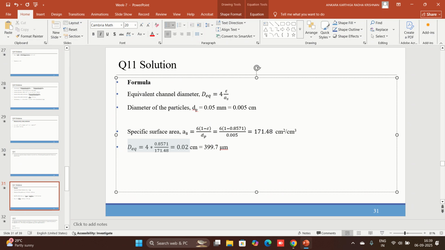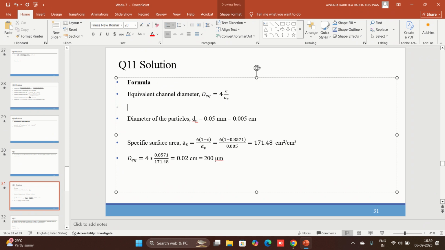Now in the question it was asked to report the answer in micrometer. So what we have to do, we have to multiply by 10 power minus 4 and divide by 10 power minus 4, so that we get 1 for the unit, and the rest will go for the conversion. So it becomes 199, or it is 200 micrometer, 0.02 centimeter or 200 micrometer. So that is how we calculate the equivalent channel diameter. Alright, I hope it is clear now.